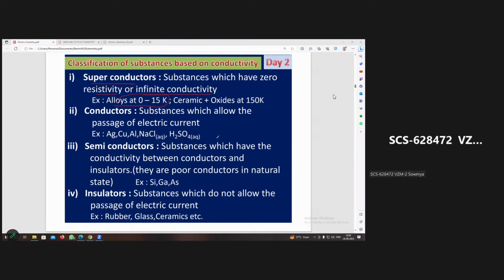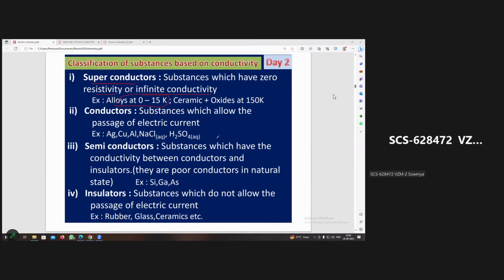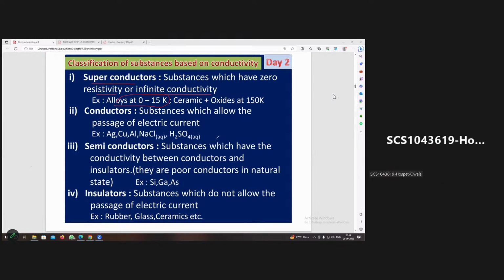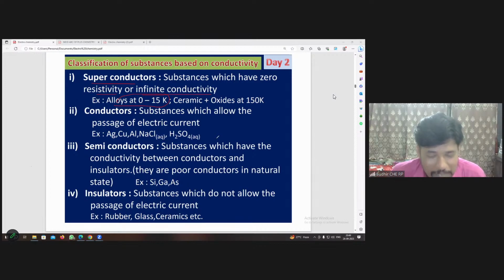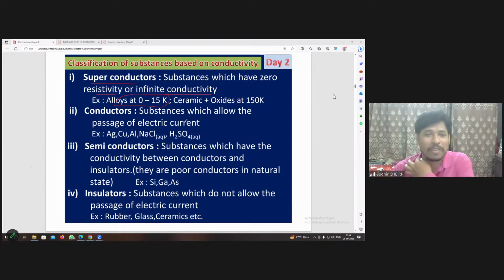Sir, if higher means they are in gaseous state. Okay, at normal room temperature, if I take, they are solids only, all metals except mercury. Sir, at higher temperature, molecular vibration will increase, sir. That will increase resistivity. Yes, absolutely right. Very good, ma. So, at higher temperatures, molecular vibrations will be increased.